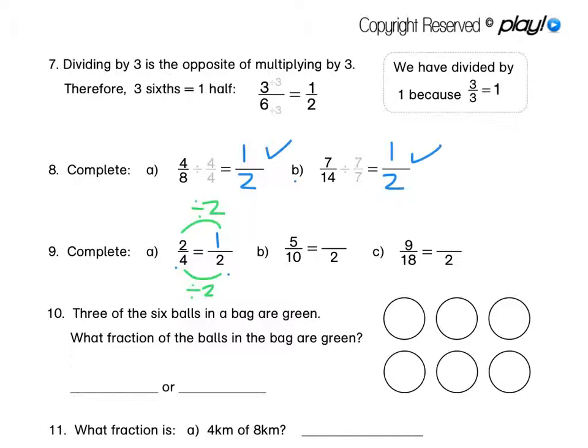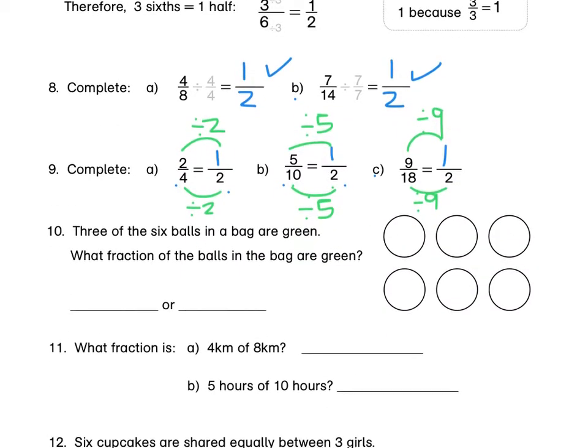For b, from 10 to 2, we divide by 5. So the top, we also need to divide by 5. And 5 divided by 5 is 1. And this makes sense because 5 out of 10 is exactly 1/2. For c, the bottom there, from 18 to 2, we divide by 9. So we divide by 9 at the top. What we divide by at the bottom, we must divide by at the top, and we get an answer of 1/2. Let's look at number 10.